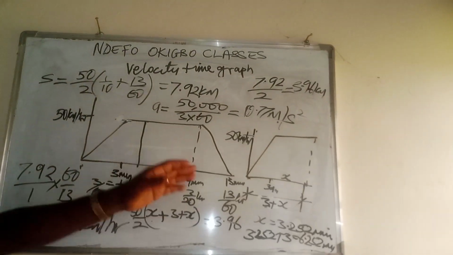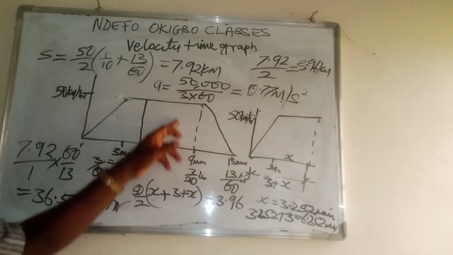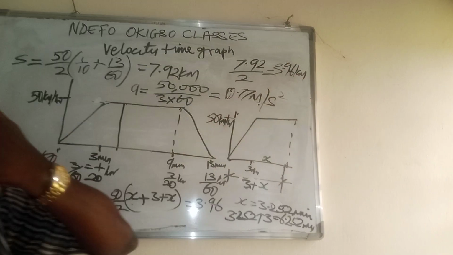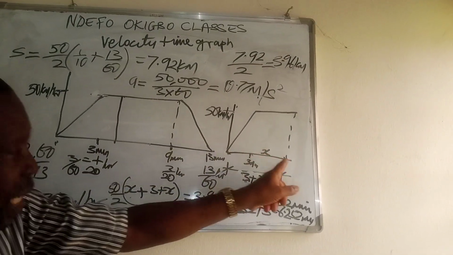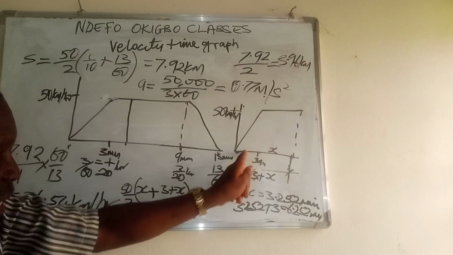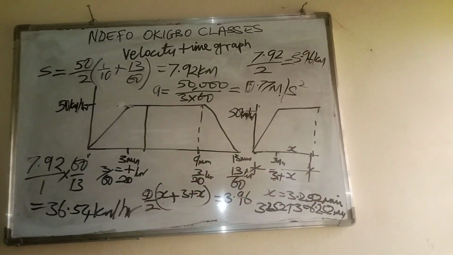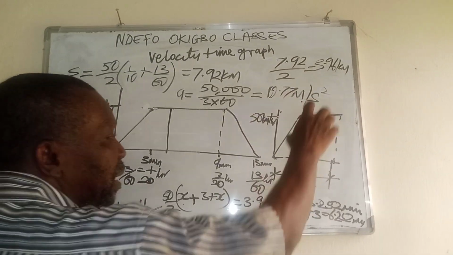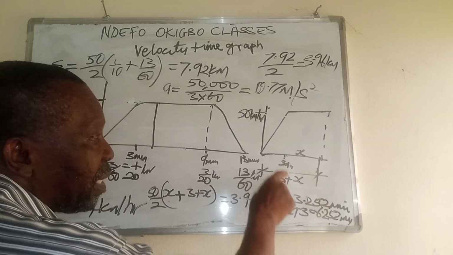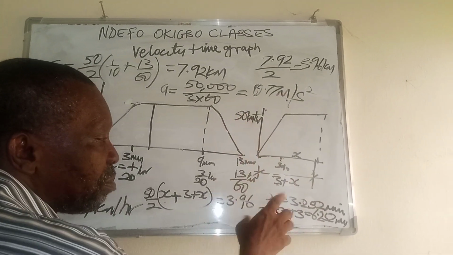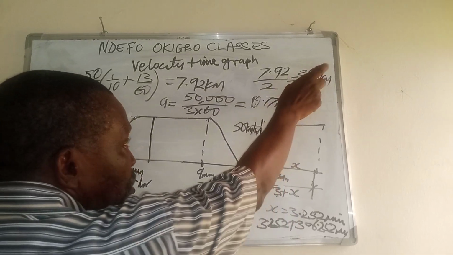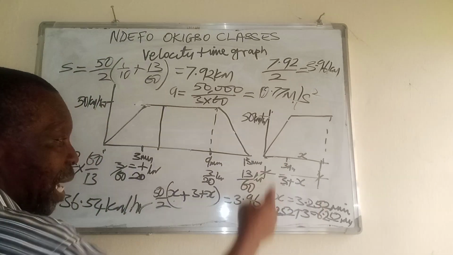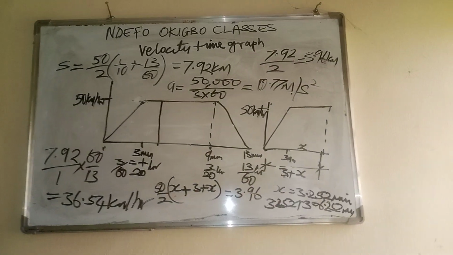The time taken to come here, this is the half of the distance, just half of this trapezium, which is 3.96. And the distance from here to that half, we don't know, we call it x. Then the total of this is x plus 3. So we get the area of this trapezium, x plus 3 times 50 over 2, equate it to the half of the distance traveled, and we get x. When we get x, we add it to 3.